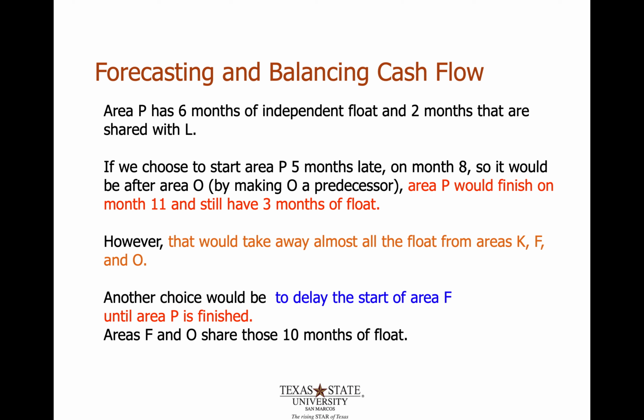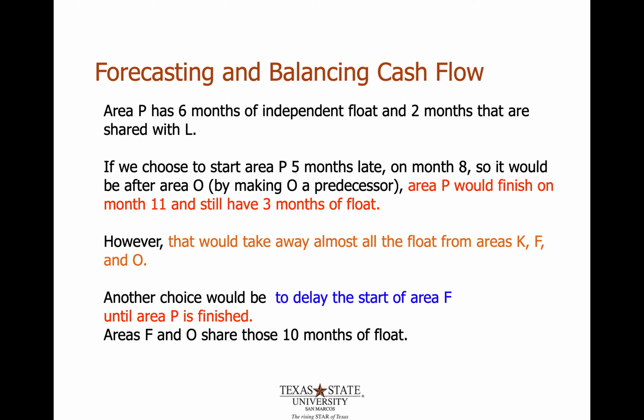the float from area K, F, and O, which is an example of what I just said. So that was one solution. However, it takes away float from 3 activities, making those critical. And remember, critical activities need to start and finish at the exact same time, have no wiggle room, and then you're going to set yourself up for the possibility of error by creating more critical activities.